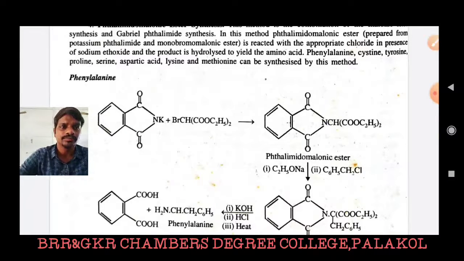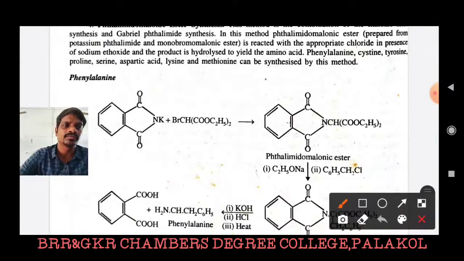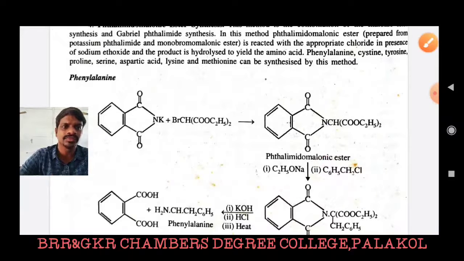Now here my aim is the preparation of phenylalanine. Because of that, this phthalimidomalonic ester is treated with benzyl chloride. For example, if our aim is glycine preparation, then we can do direct hydrolysis of this phthalimidomalonic ester. I hope you understand, students. But our aim is the preparation of phenylalanine, so now it is treated with base.